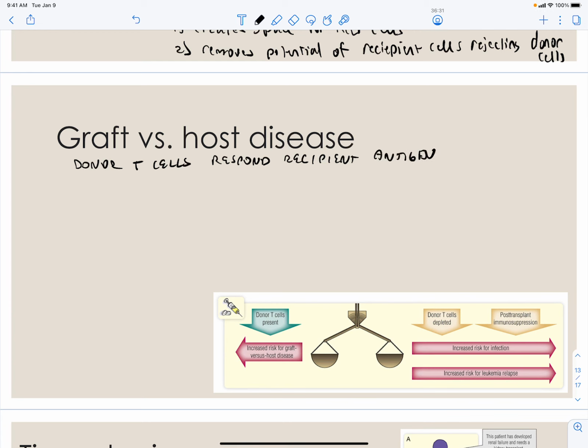And these can be either the major or minors. So even if the donor and recipient are identical, there are minor antigens that can pose a risk for causing rejection. In addition, you also have to put people on immunosuppressive drugs to prevent graft versus host disease, and this can lead to risks of infection, just like any other type of immune suppressive.